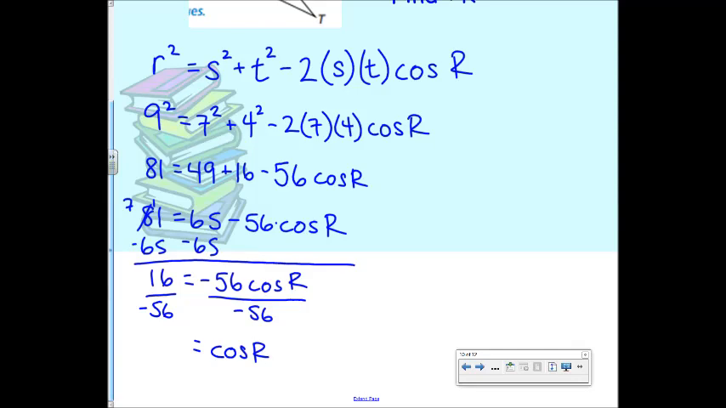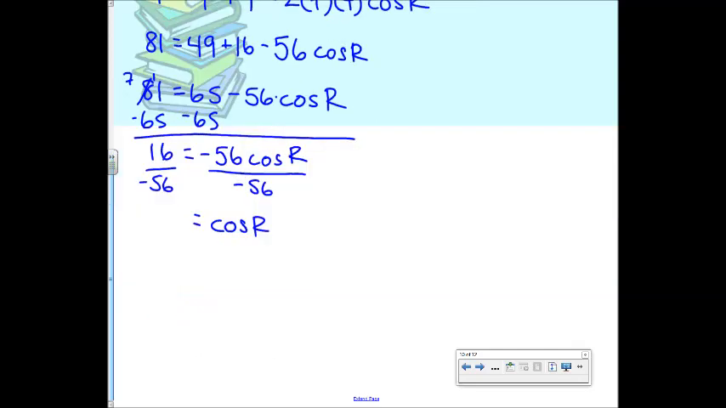Negative 0.29. Okay, and then how would I finish this if I'm looking for angle R? Cosine negative 1 of negative 0.29.